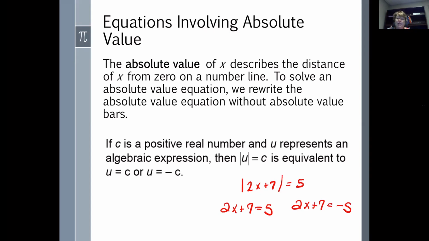You take the expression inside the absolute value bars, set it equal to the positive constant, take the stuff that's inside the absolute value bars, the algebraic expression, set it equal to the negative constant, solve.